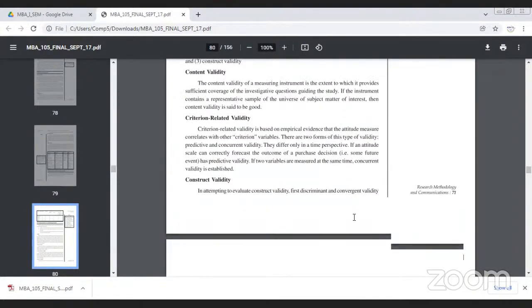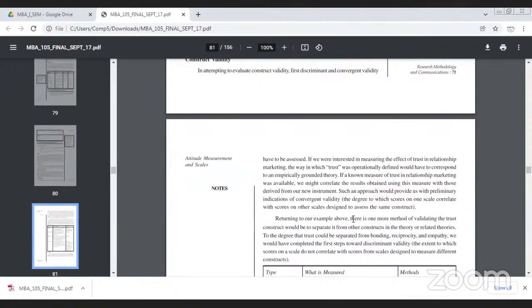Criterion-related validity is based on the evidence that the attribute measure correlates with other criterion variables. There are two forms of this type of validity: predictive and concurrent validity. They differ only in time perspective. If an attitude scale can currently forecast the outcome of a purchase decision, for example, then it has predictive validity. If two variables are measured at the same time, concurrent validity is established.